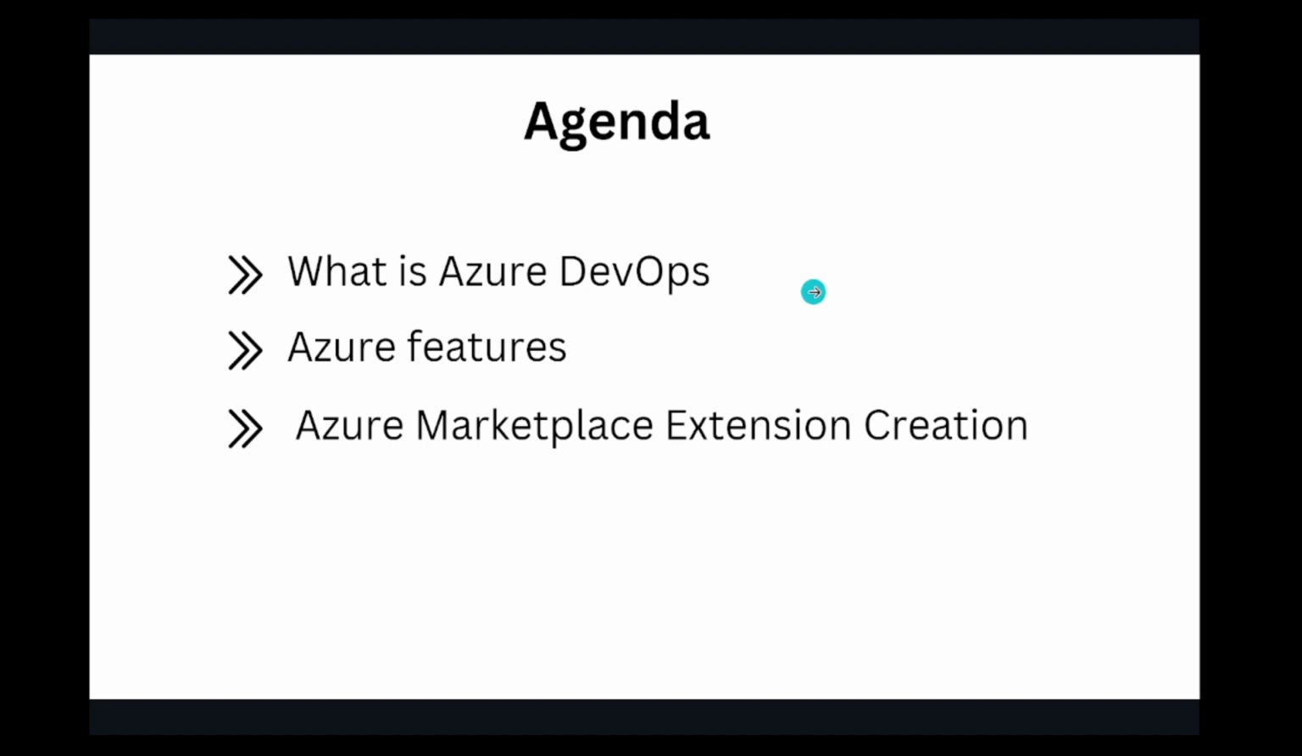Okay, so we'll have a look at the agenda. The agenda is we'll be going through what is Azure DevOps and what are Azure features, and then we will be creating an Azure Marketplace extension. This will be a practical, and with the help of this, you will be able to get an understanding about how a pipeline can be created in Azure. It will give you an idea, and that's how we will be doing it.